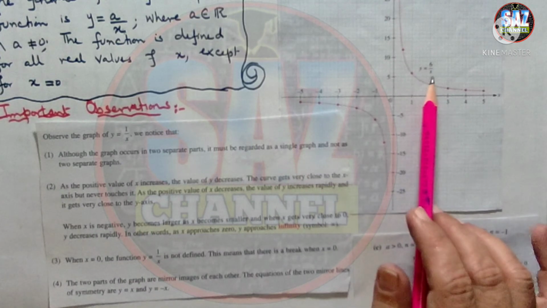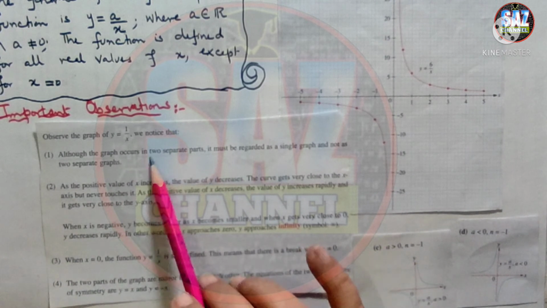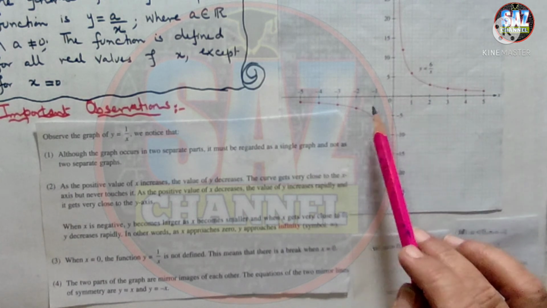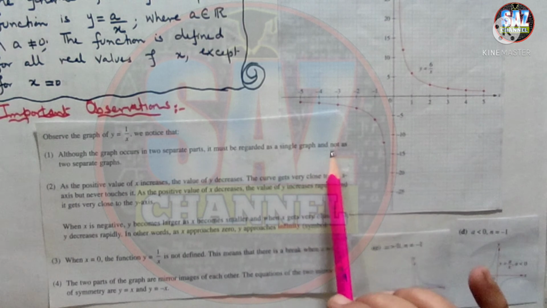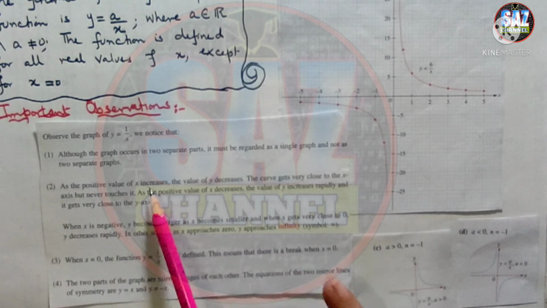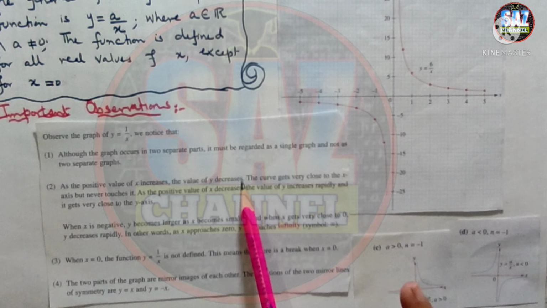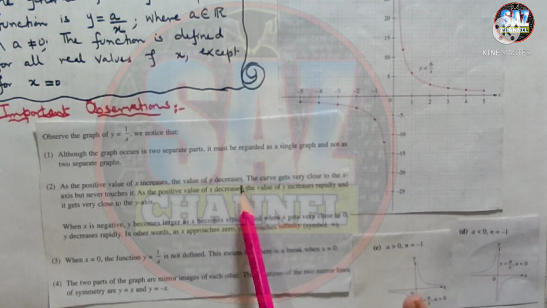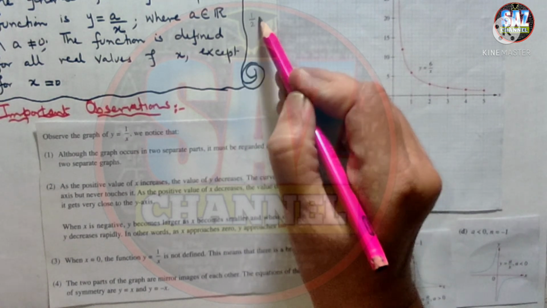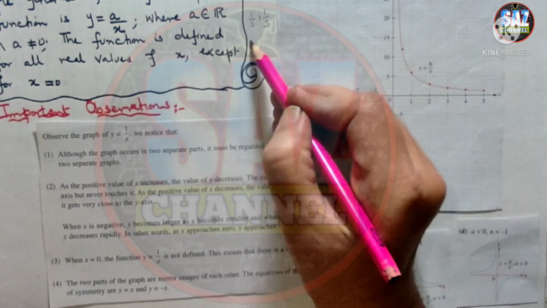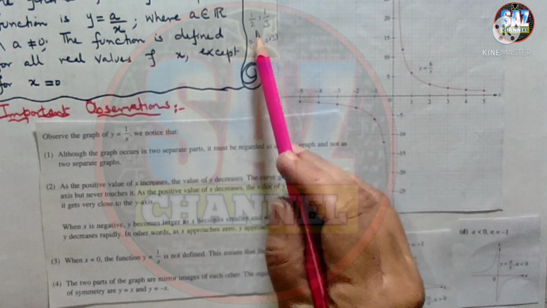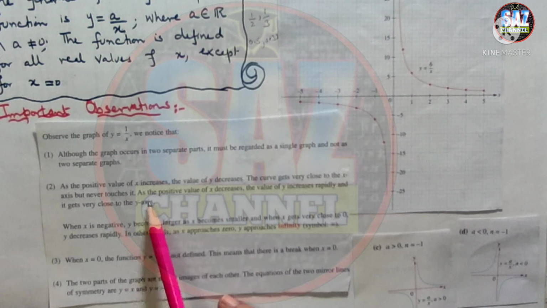If we look at the graph, we can see that although the graph occurs in two separate parts, in the first quadrant and in the third quadrant, it must be regarded as a single graph and not as two separate graphs. Then, when the positive values of x increase, the values of y decrease. What is the reason? You can take the idea from two fractions, like 1 by 2 and 1 by 3. 1 by 2 gives me 0.5 and 1 by 3 gives me 0.33. So as the values of x are increasing, the values of y are decreasing.